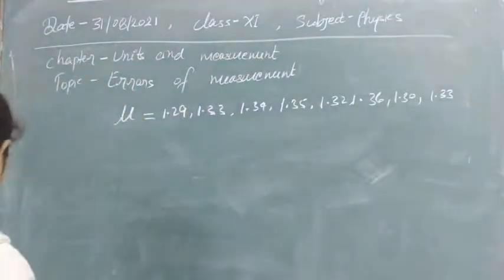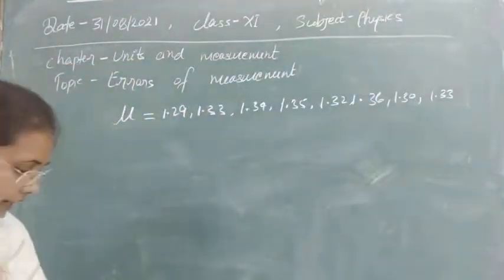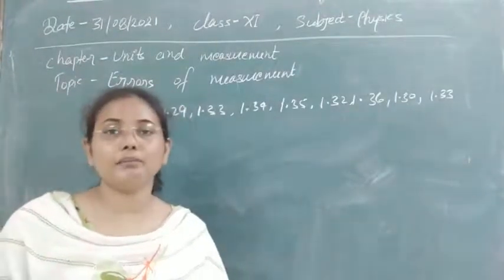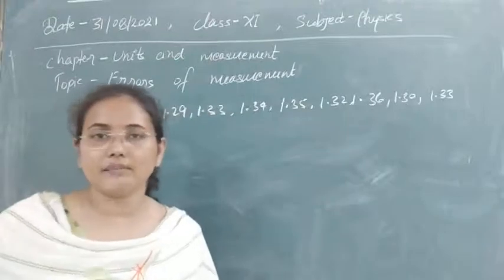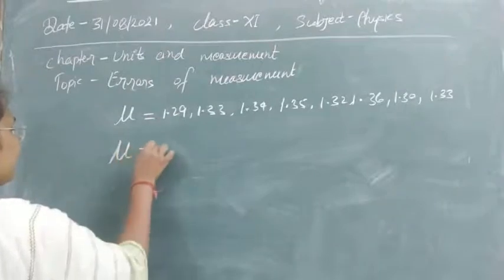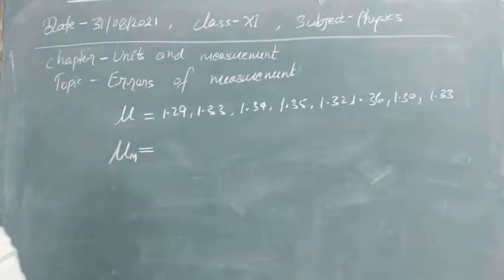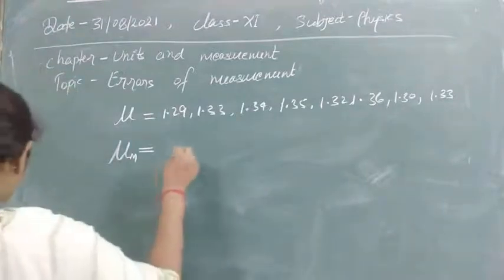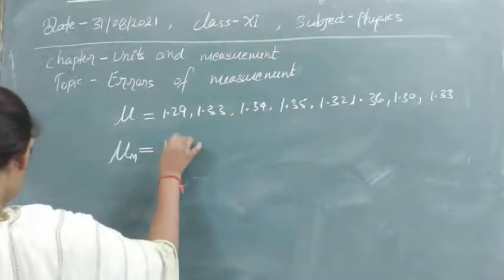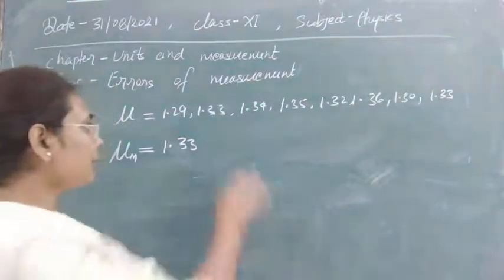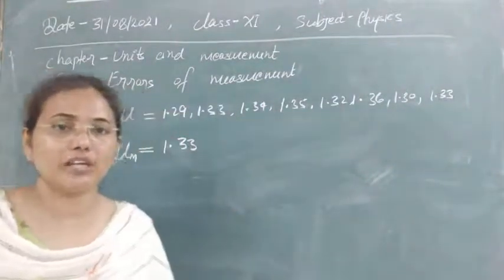The question is to calculate the mean value, absolute error, relative error and then percentage error. So all the things that we have discussed, we have to calculate. First, to calculate the mean value, add them and divide by 8. It is obtained as 1.33 if you take the rounded value. This is the mean value of the observations. Simple: add them and divide by 8. This is the way to find the mean value.